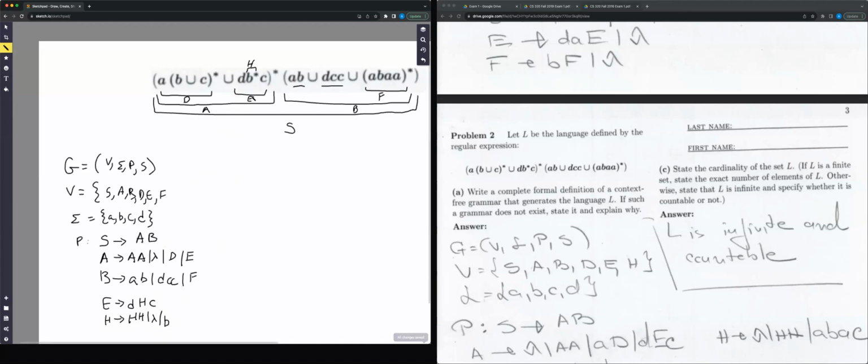Okay, so that's done. But now we need to define D. So let's do D. D says A, and then, oh, we have a star here, so we need another variable for this. So let's call this I. So AI. And then I is going to be another variable that's recursive. I mean, that's a star, so let's do the recursive. So I or lambda.